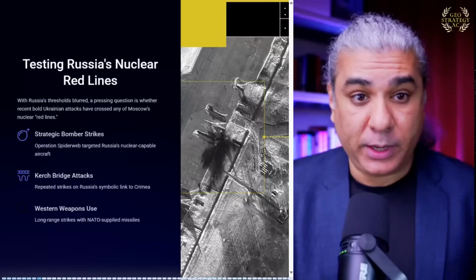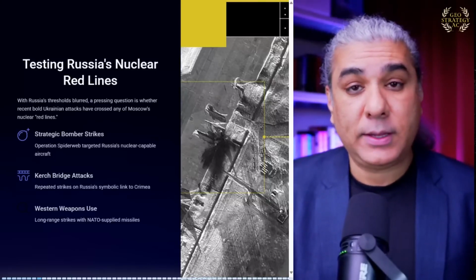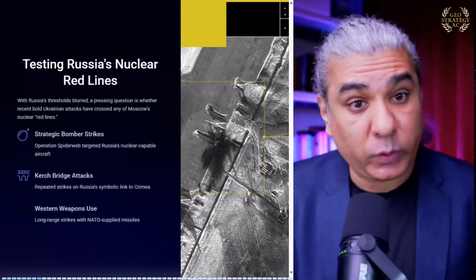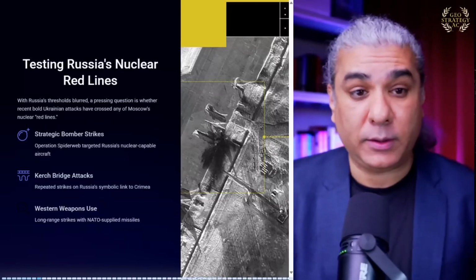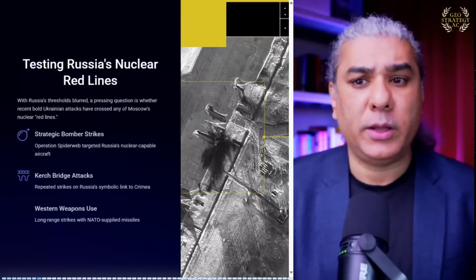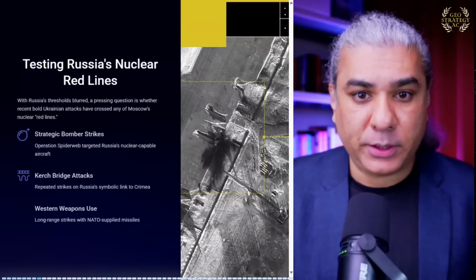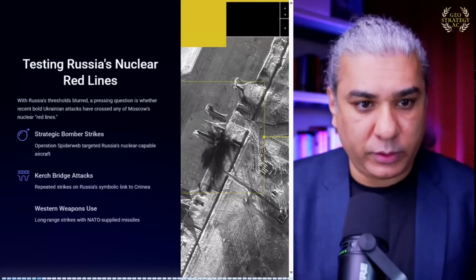There's ambiguity, right? And then there's the question as to whether the recent Ukrainian attacks, very successful attacks on Russia in the past week, have crossed any of Russia's nuclear red lines. We're discussing the possibility of World War III. This is the core of the issue. This is the heart of the issue.